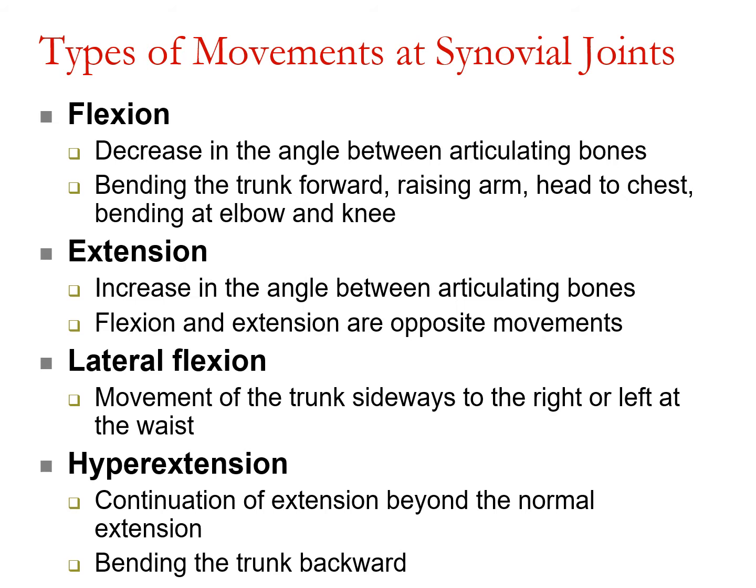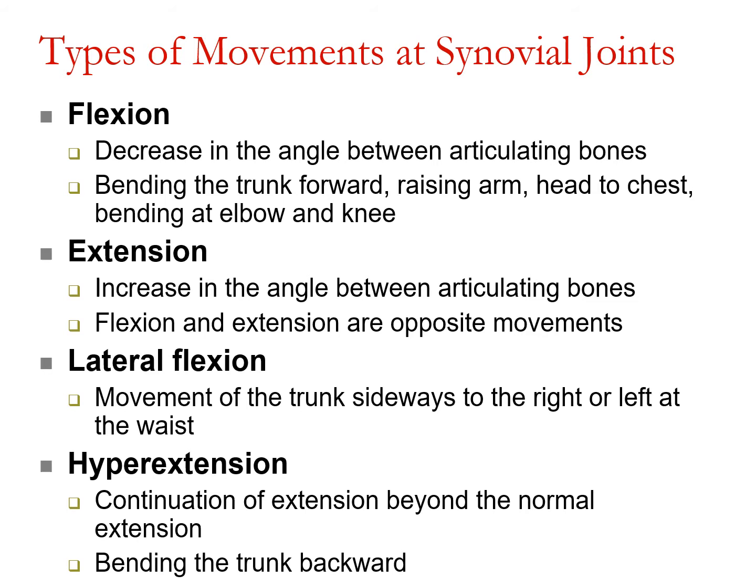Hyperextension is a continuation of extension beyond the normal extension or beyond the original point. So for example, one would be flexed at the waist when they're taking a bow. As one straightens up, that is extension. And then if someone was to bend backwards at the waist, that would be hyperextension. We can also hyperextend at the neck when we look up to the sky. Where else can we hyperextend?